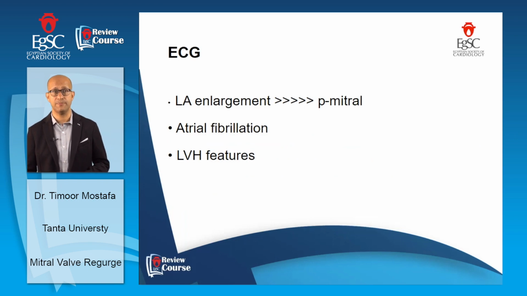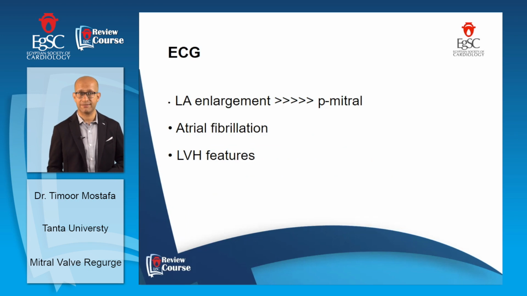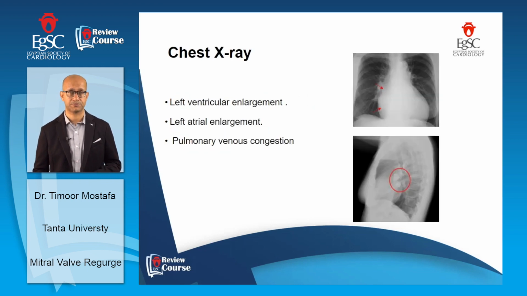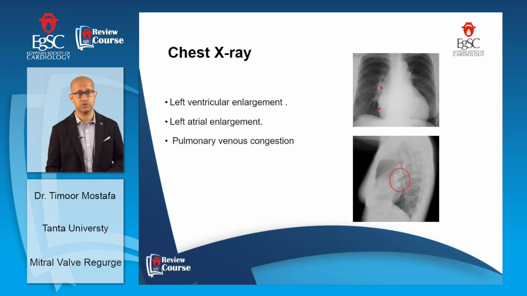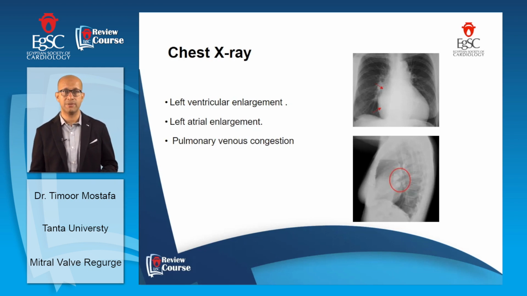What about the ECG? When the patient has a left atrial enlargement, there will be a P-mitrale. Sometimes we have atrial fibrillation, and sometimes we have the features of left ventricular hypertrophy. X-ray is a very important part of the diagnosis, showing left ventricular enlargement. It may show left atrial enlargement, and we may also see pulmonary venous congestion.